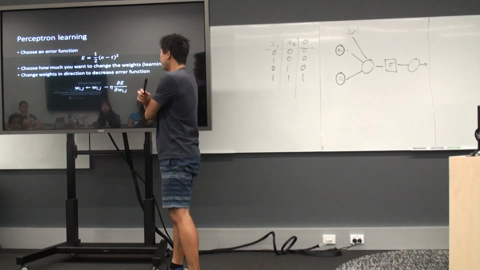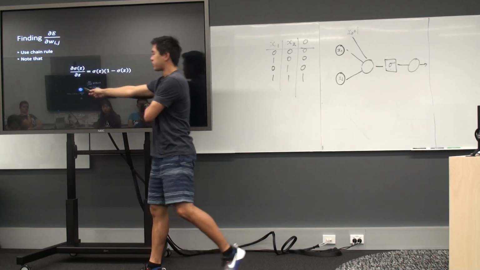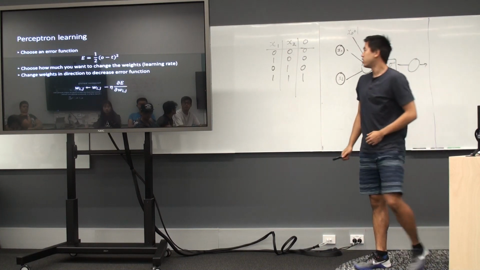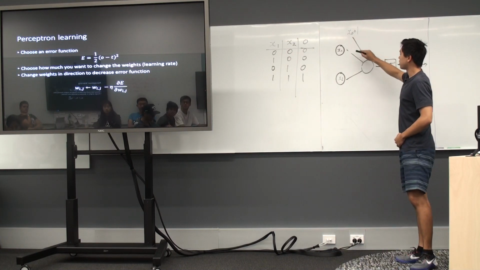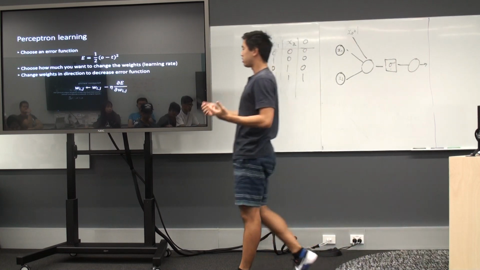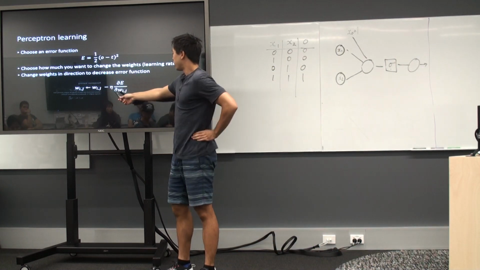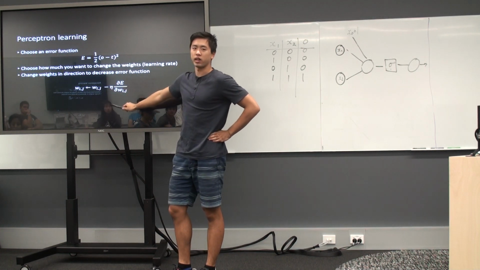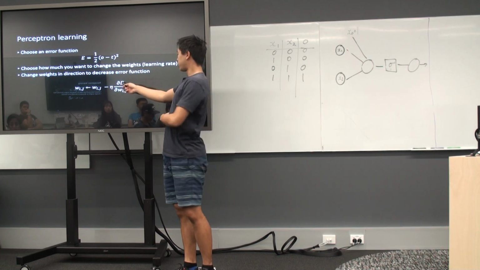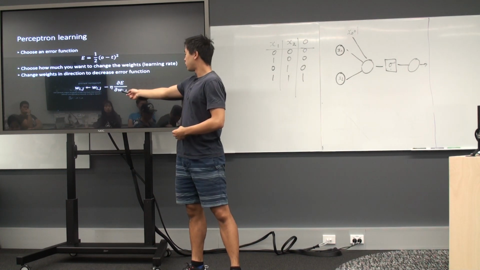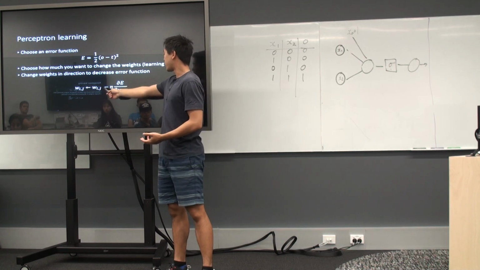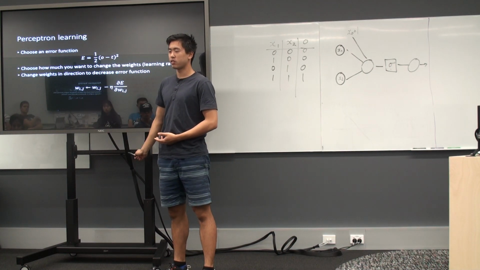So what we want to do is, for any specific weight, so any of these weights, I want to update it to move in the negative direction of the error with respect to that weight. So this is the derivative of the error with respect to the weight. This is the direction I need to change the weight to increase the error. But obviously I don't want to increase it, I want to decrease it, which is why I subtract this derivative.